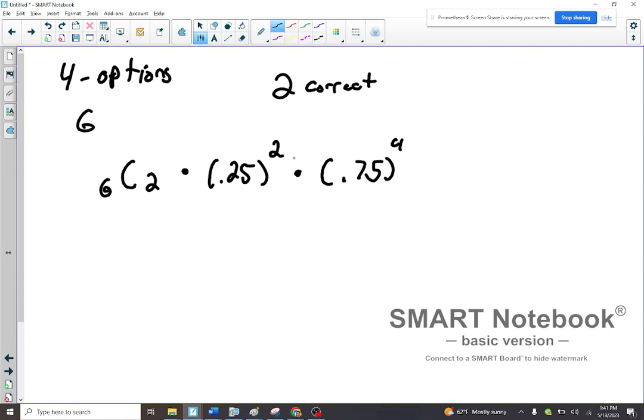All right. In this one, I cannot combine them because they're not the same number, so I'm just going to have to type it out.